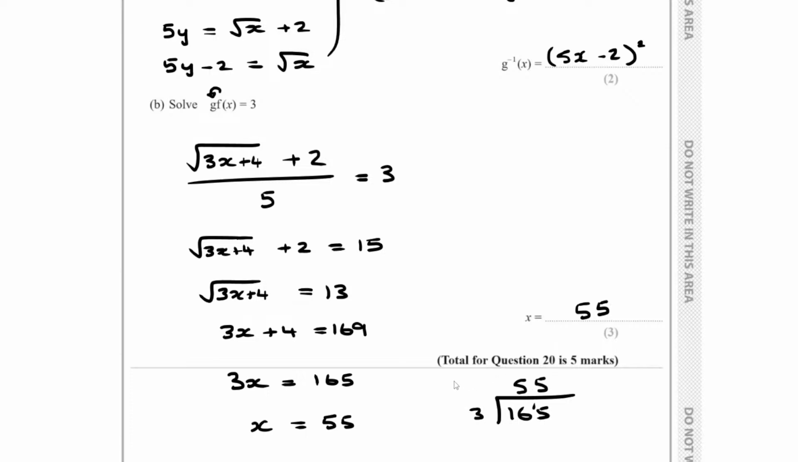Okay, so that's your functions questions. Question 21, we've now got circle theorems. So let's have a closer look again.